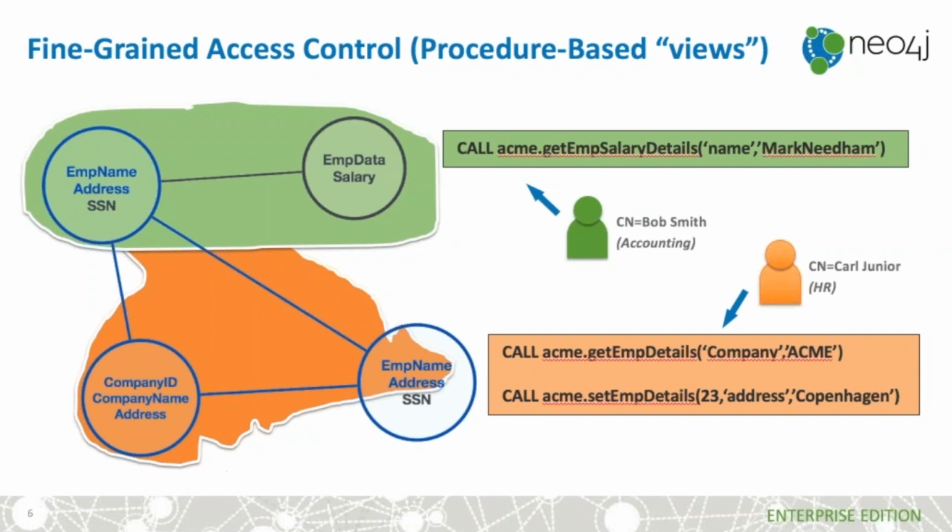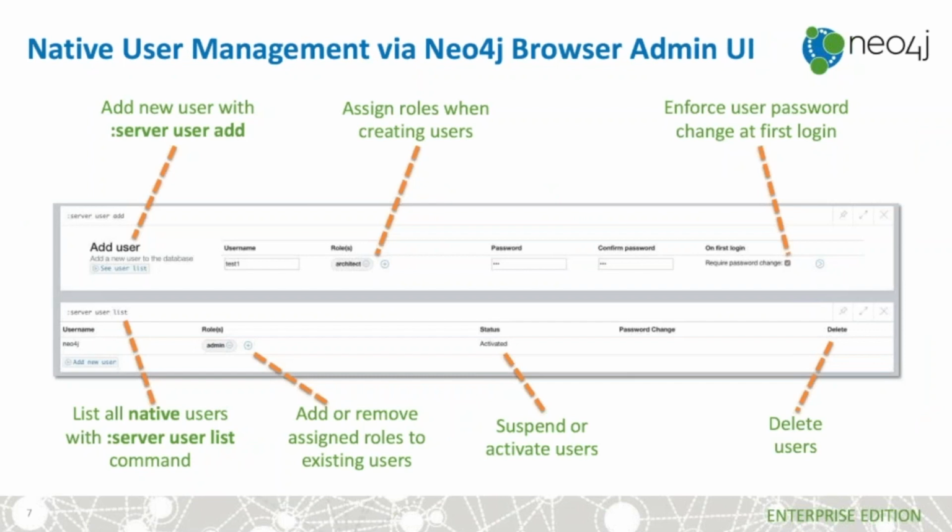So in that sense, we built these really nice UI widgets. This is for the native users. If you're in the Neo4j browser, you just type server user add. You have this nice UI where you can just enter the new username. You can select from the drop-down menu which role you want to assign to this user. You can set up an initial password and even require a password change on the first login. You can just click here and the user is being created. A similar widget here is server user list, where you have a list of all users. You can then suspend or activate users. You can delete users, and that's all being logged. And I'll talk more about that.